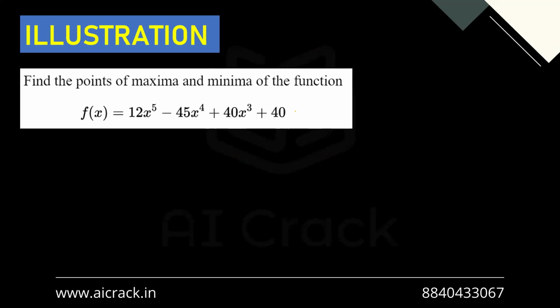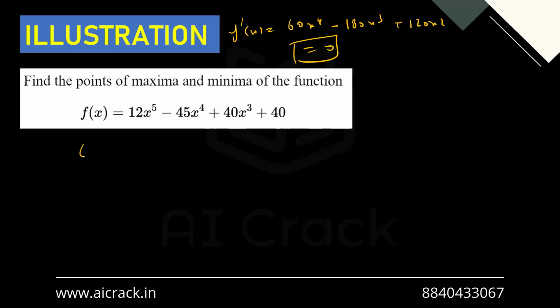Okay. And now let's solve this question. Find the points of maxima and minima of the function f(x) equals 12x^5 minus 45x^4 plus 40x^3 plus 40. Okay. Now we are going to use the second order test over here, obviously, right? So first, let's find out the stationary points. So f dash x, that would be 60x^4 minus 180x^3 plus 120x^2, right? So we have to equate it to 0 to find out the stationary points.